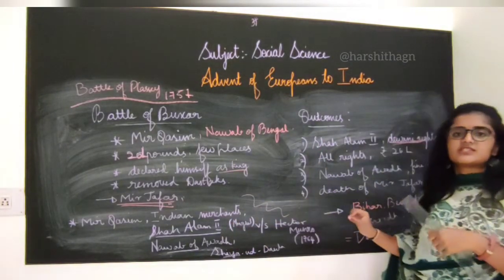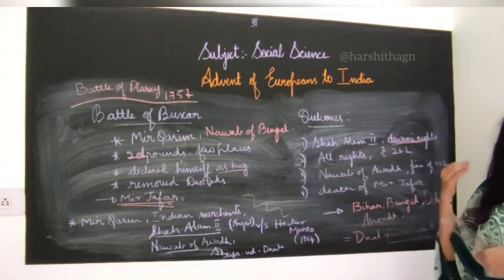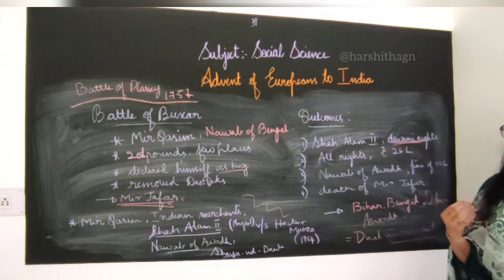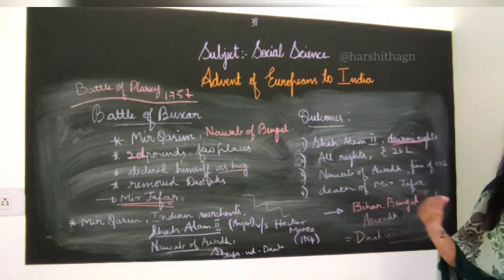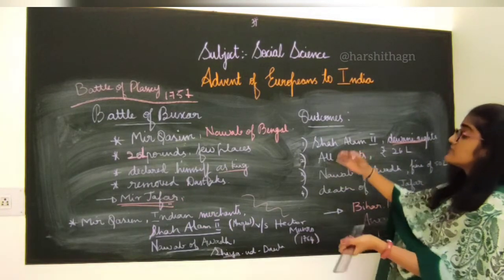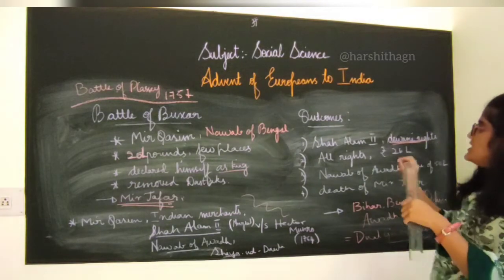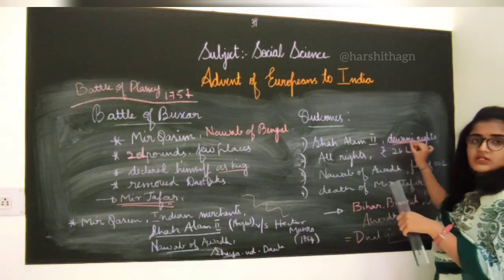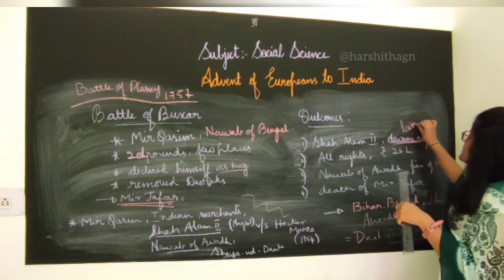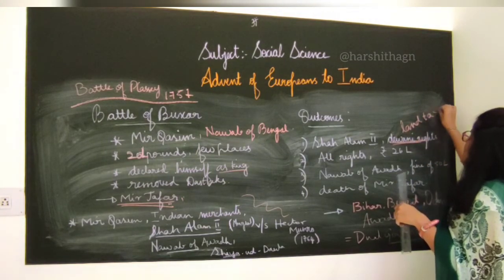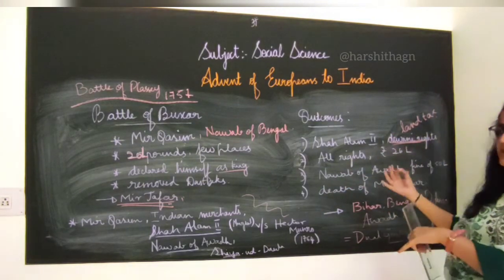They lost the battle with Hector Munro, and after the defeat by the Britishers, they had to accept some conditions. What were the conditions that come under the outcomes? Here Shah Alam II gave the Diwani rights. Diwani rights is nothing but land tax. Land taxes were given to the Britishers from the Mughal Empire.